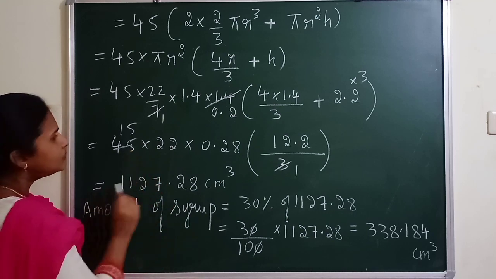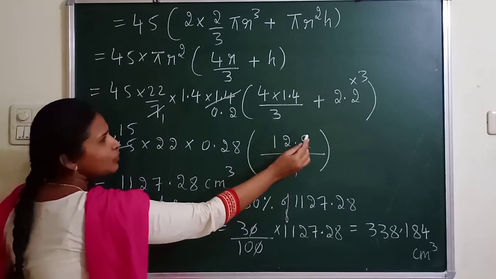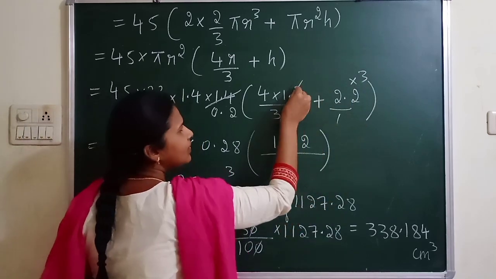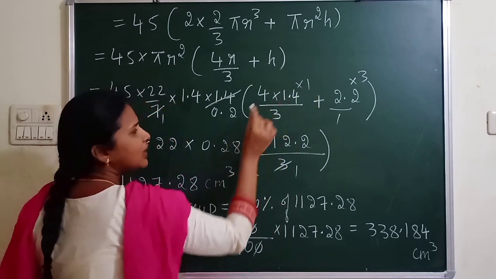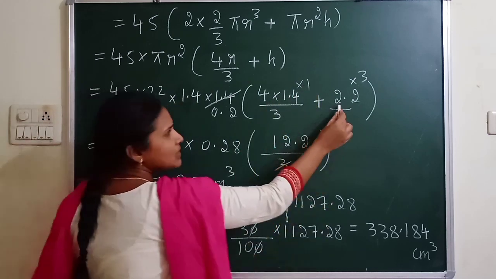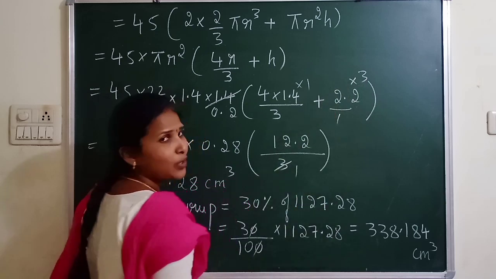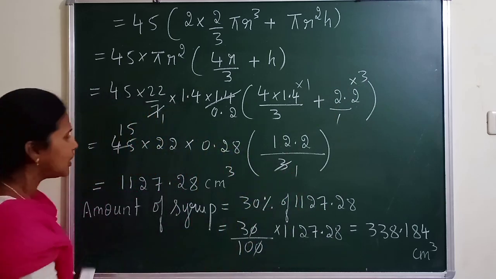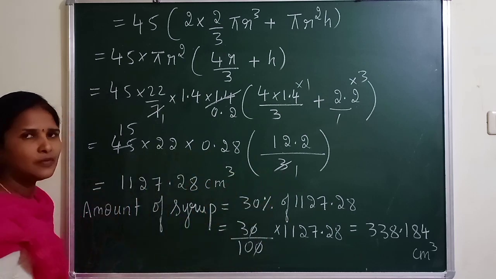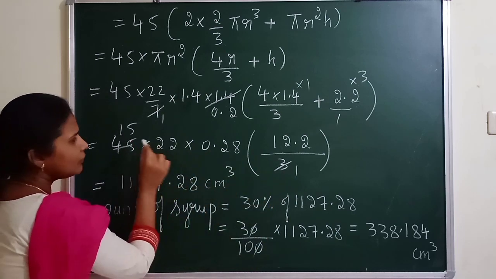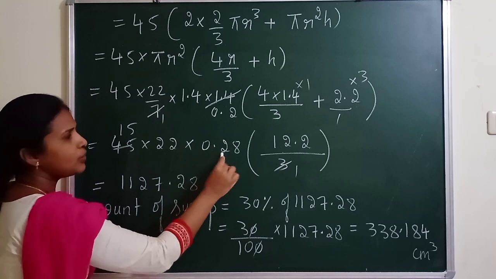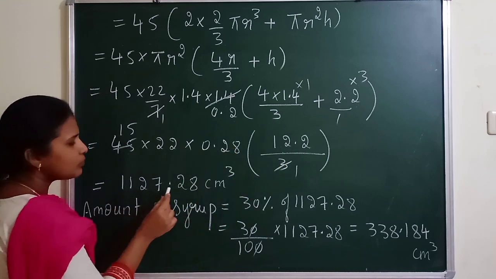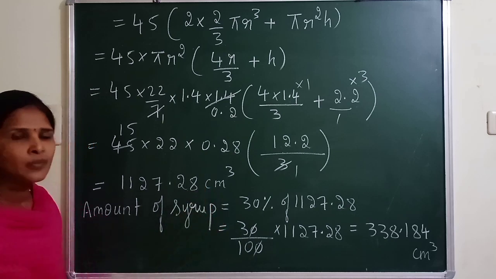So now what do we have here? LCM, what is it? 3 and 1, LCM is 3. So here you have to multiply by 3, here by 1. 4 into 1.4 is 5.6, plus 2.2 into 3 is 6.6. When you add, we get 12.2 by 3. Now you can cancel: 3 ones are 3, 15s are. So remaining 15 into 22 into 0.28 into 12.2, multiply, we get 1127.28 centimeter cube.